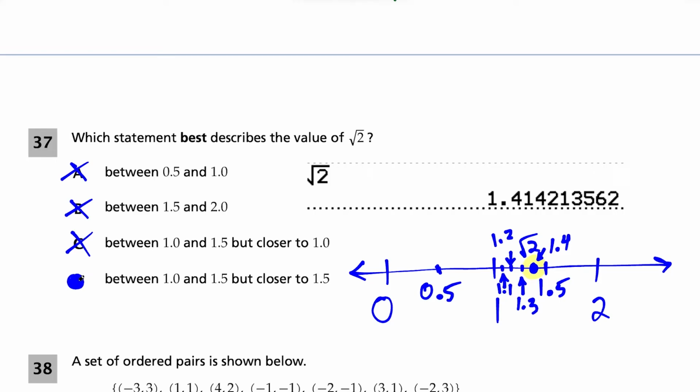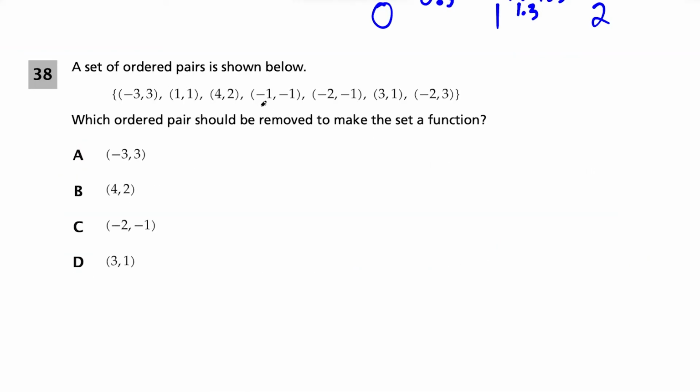So choice D is our answer. Question 38: a set of ordered pairs is shown below, and we want to know which ordered pair should be removed to make the set a function.